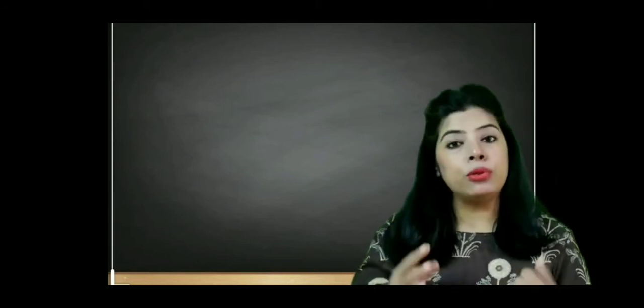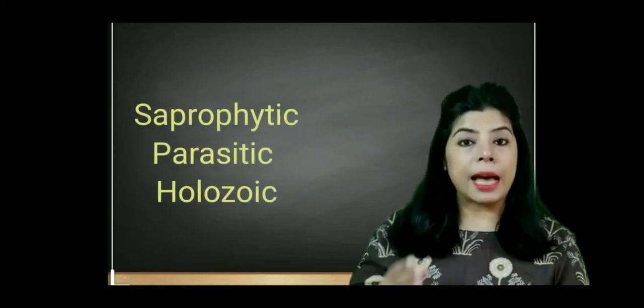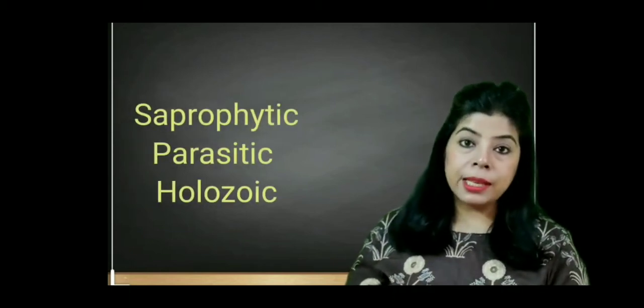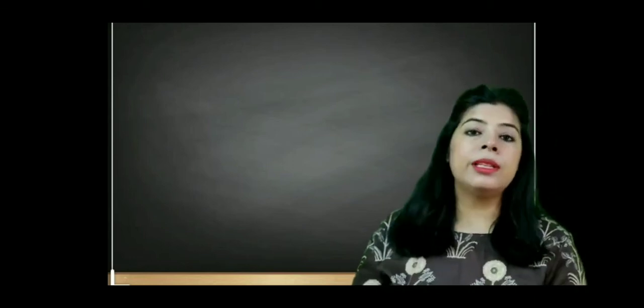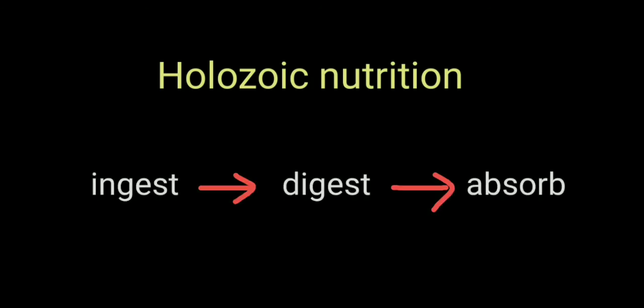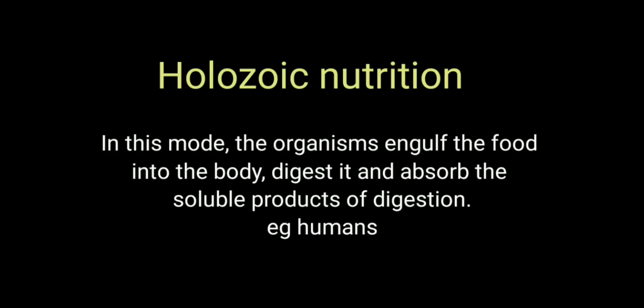Now, heterotrophic nutrition can again be divided into three types: saprophytic, parasitic, and holozoic nutrition. We will discuss all these three types one by one. The first kind of nutrition is the holozoic nutrition. In this mode, the organism engulfs the food into the body, digests it, and absorbs the soluble products of digestion. That is, the entire digestion takes place inside the body, like in the case of human beings.